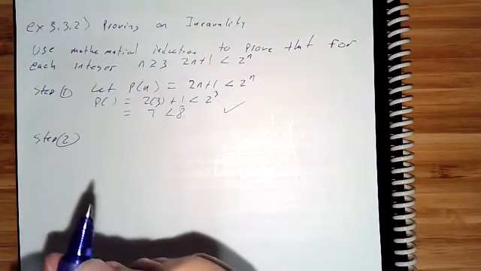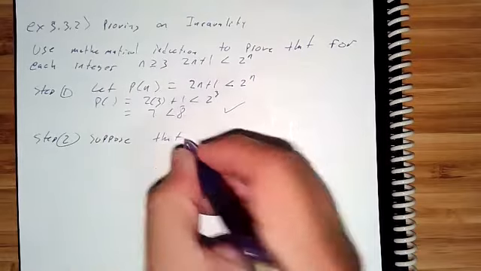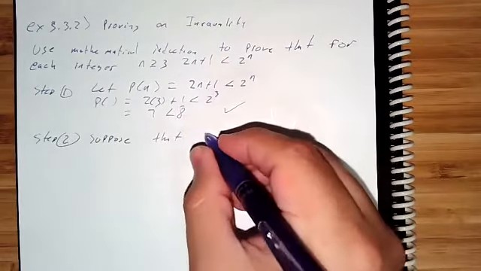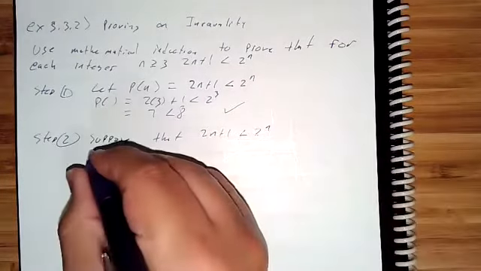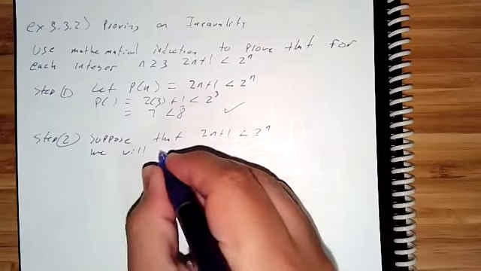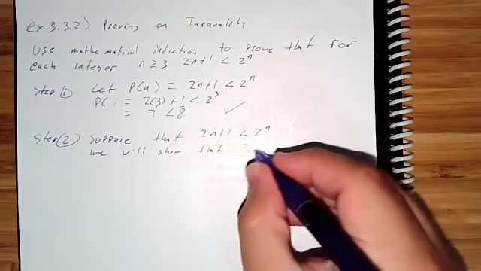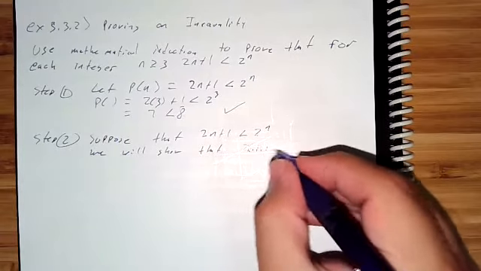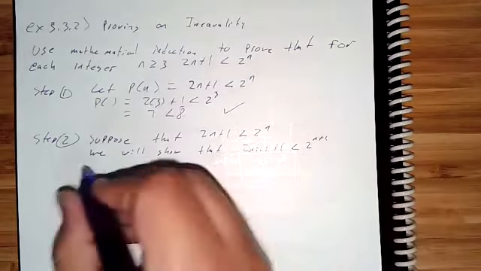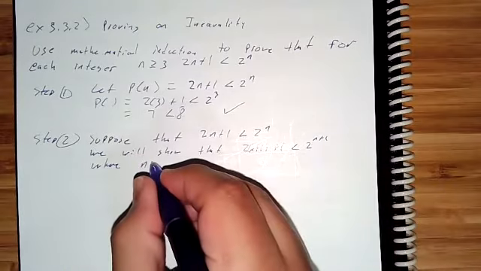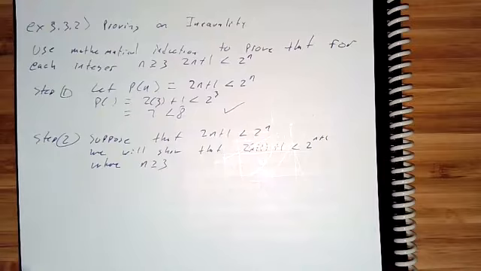So suppose that this is true: 2n plus 1 is less than 2^n. We will show that 2(n+1) plus 1 is less than 2^(n+1). Of course, we still have this restriction: n is greater than or equal to 3. Okay.